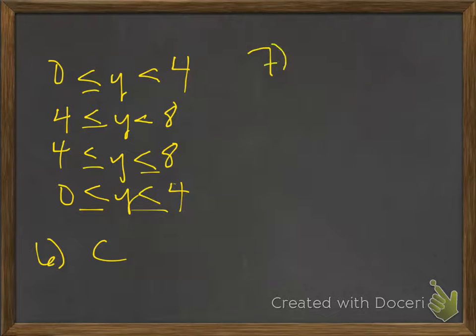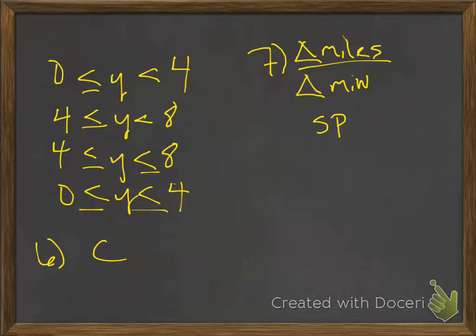Number 7, we're talking about what the slope represents. It represents the change in the miles over the change in the minutes, which is speed. Very simple.